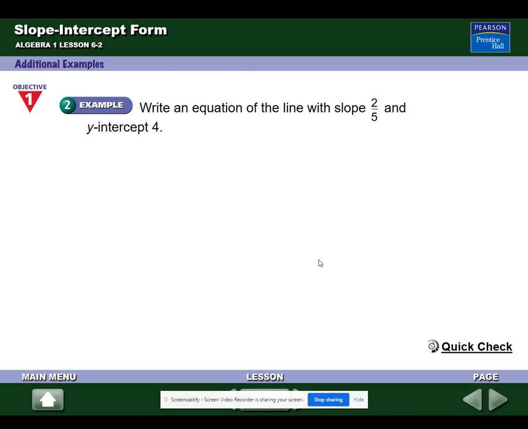Write an equation of the line with slope 2/5 and y-intercept 4. I'm going fast here. If you want a little more time to process, make sure you pause the video. This is going to be in y equals mx plus b form, slope-intercept form. Because they gave us a slope and a y-intercept, it is just very natural to use this form, and it would be y equals 2/5 x plus 4.